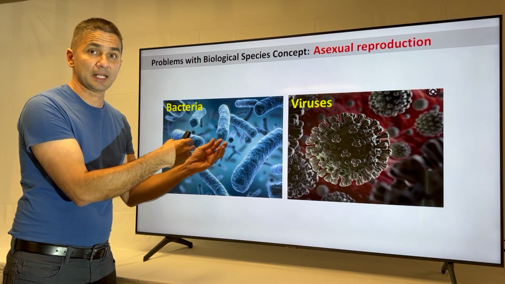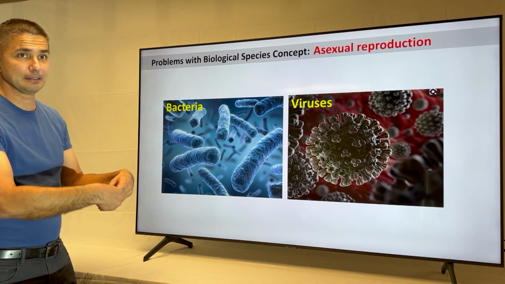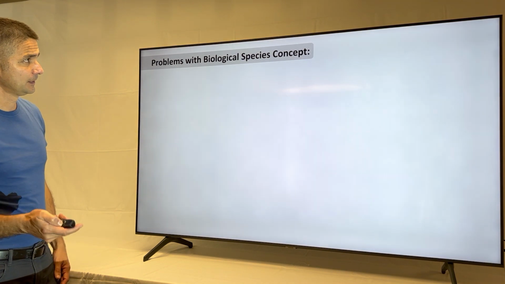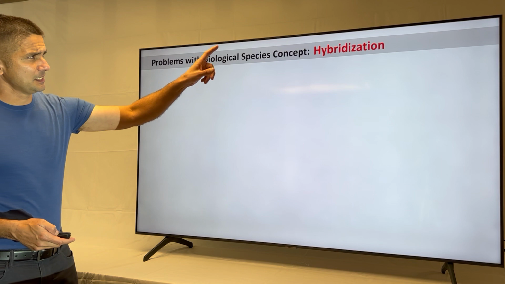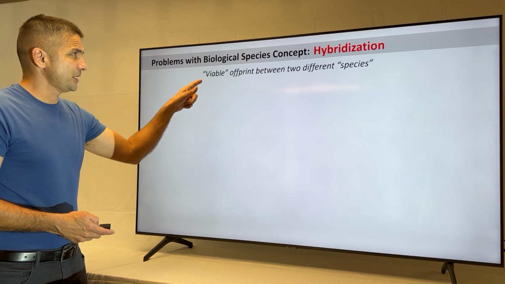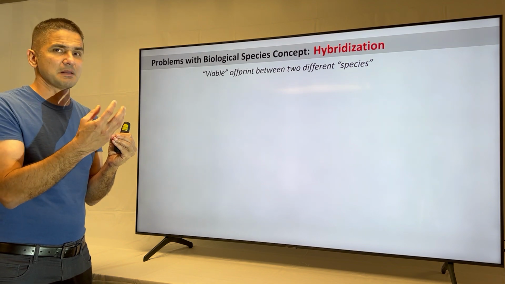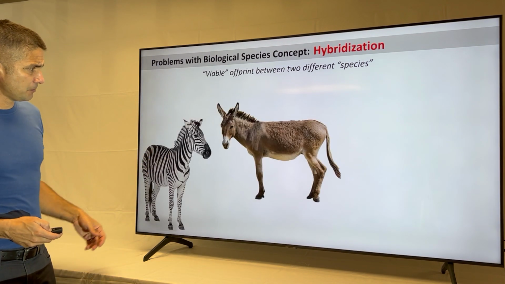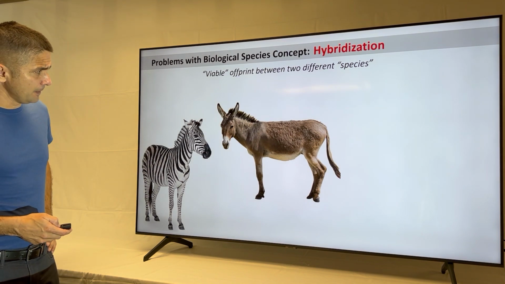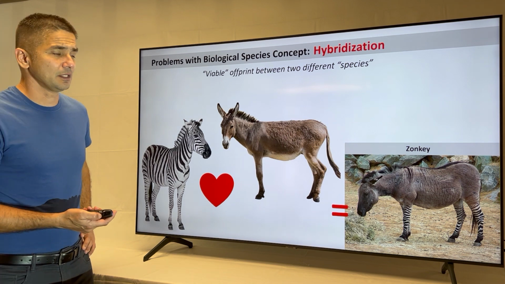These ones multiply and reproduce without having sex. They basically split themselves in halves, and that's how they manage to reproduce. The other problem of the biological concept is hybridization. Hybridization is basically when different species come together and produce offspring that might or might not be viable over a few generations. An example is a zebra and a donkey. They go out on a date, and the result of that date is what is called a zonkey, right?